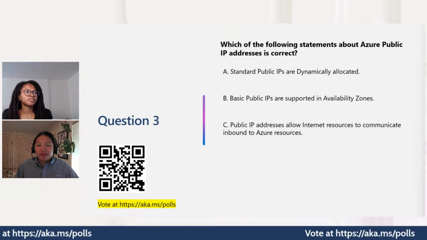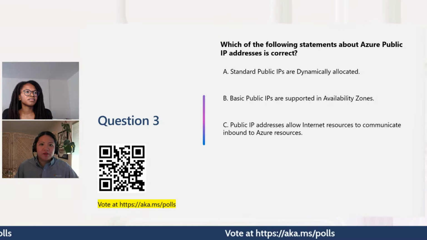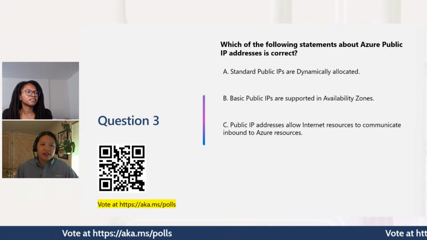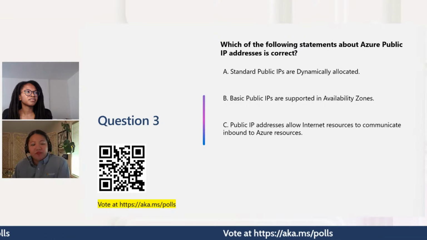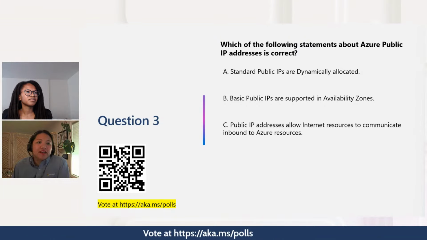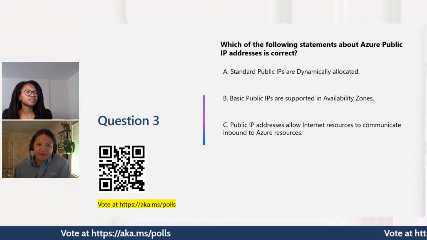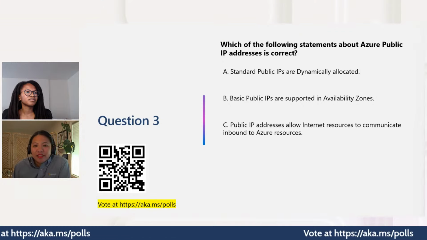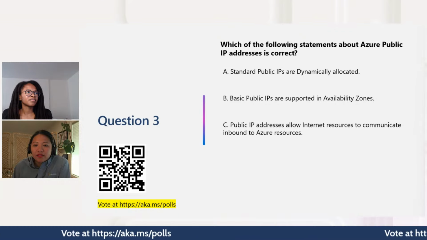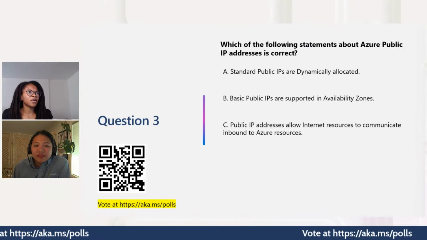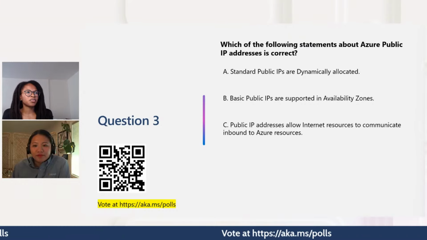So give some time for folks to cast their vote. Reminder that you can do this on your browser at aka.ms/polls, or you can use your QR code reader to scan this QR code on the screen and it'll take you directly to the poll site. And I'm seeing some votes come in. I'm also seeing some votes as well. Seems pretty heavily towards one particular answer.